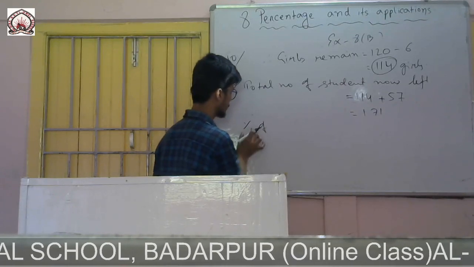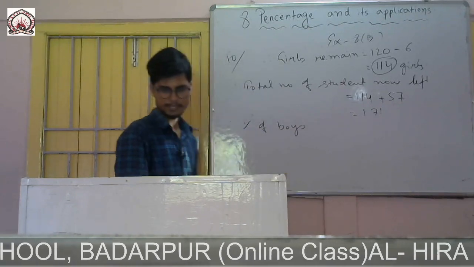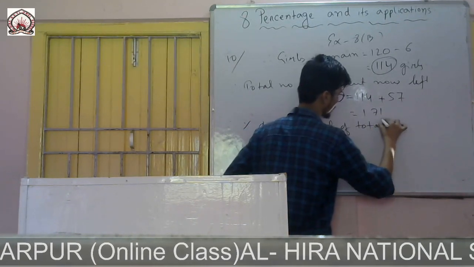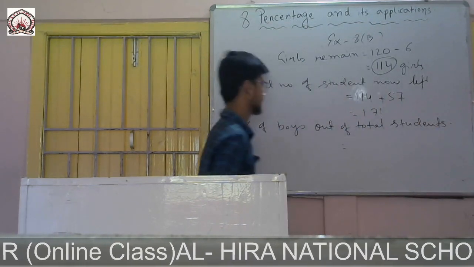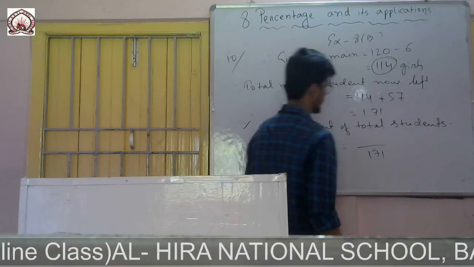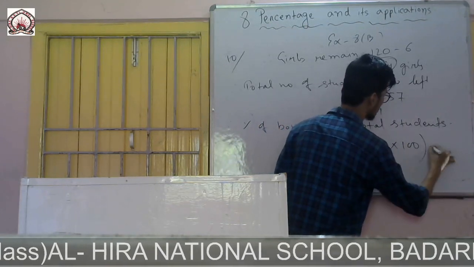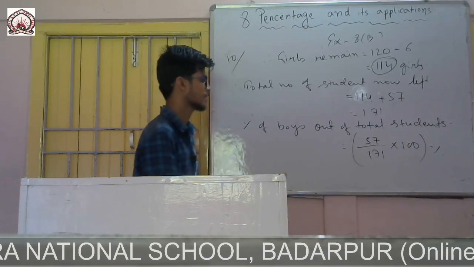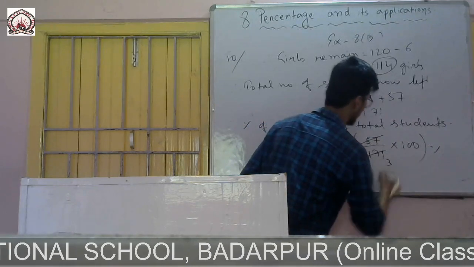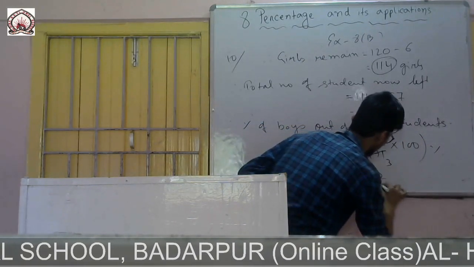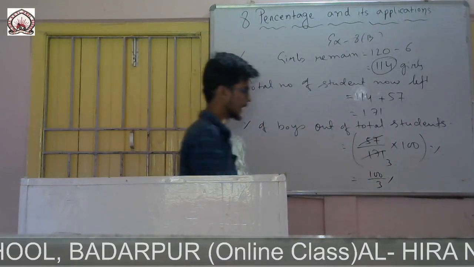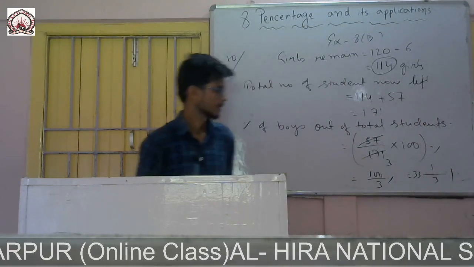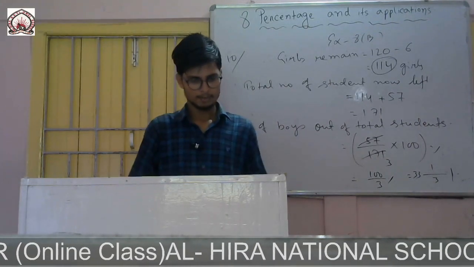So write, therefore, percentage of boys out of total students. Total students is 171 and number of boys is 57, into 100, since I am finding the percentage. 57 by 171 into 100. 57 I can cancel. 57 threes are 171. So the answer is 100 by 3%, which I can write as a mixed fraction, 33 and 1 by 3, that is 33.3%.